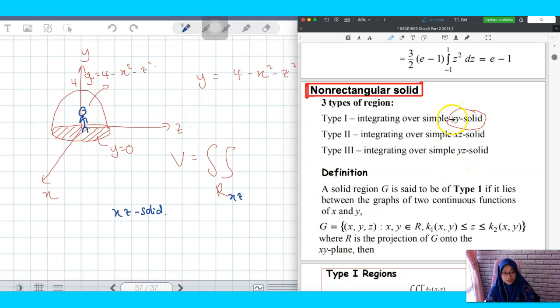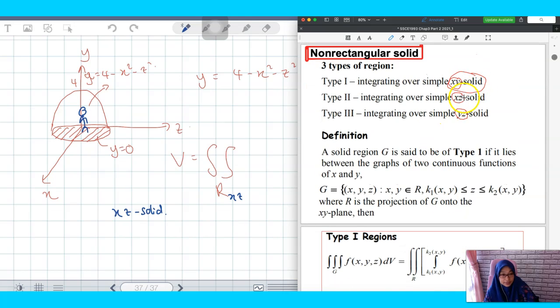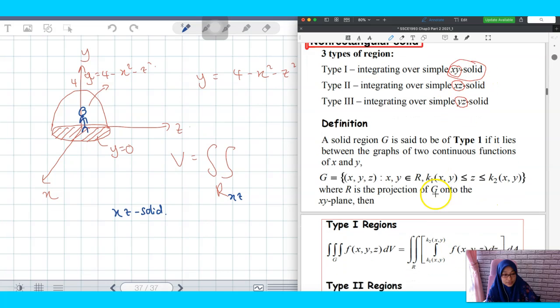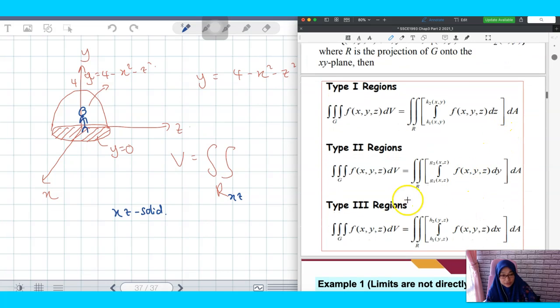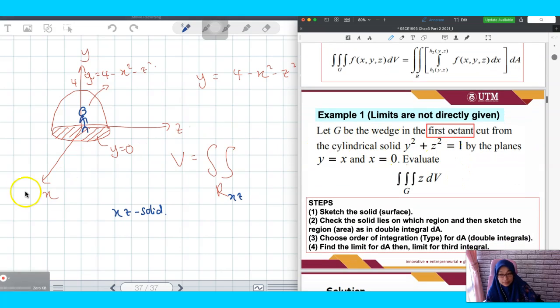So if you have an XY solid, it means your region is on the XY plane. If you have an XZ solid, your region is lying on the XZ plane. If you have a YZ solid, your region is lying on the YZ plane. After you give a name for the solid that we have, then we can proceed to determine the order of integration and so on. But I don't want to explain this one directly. I will explain it from the example that I have here.